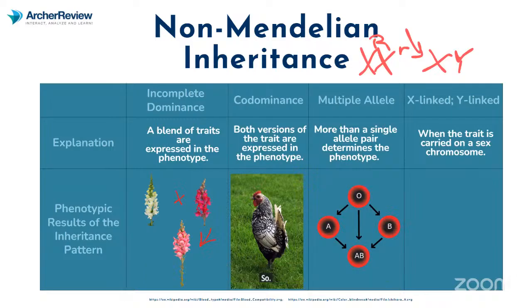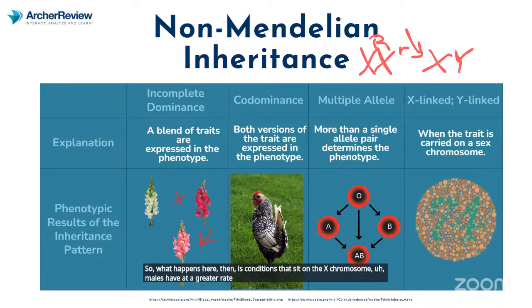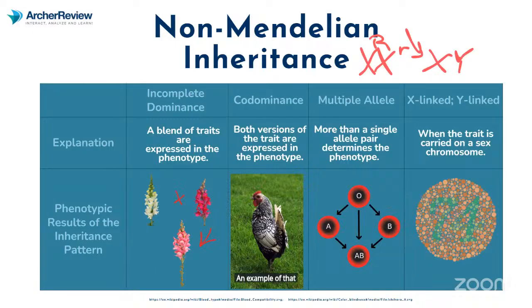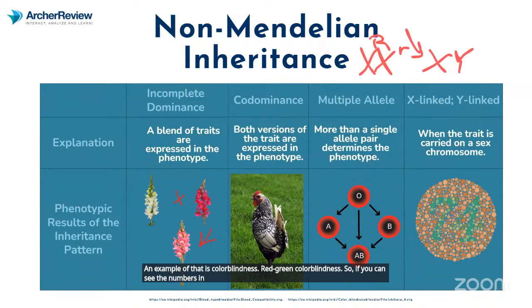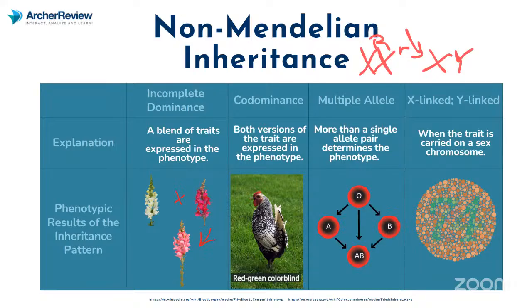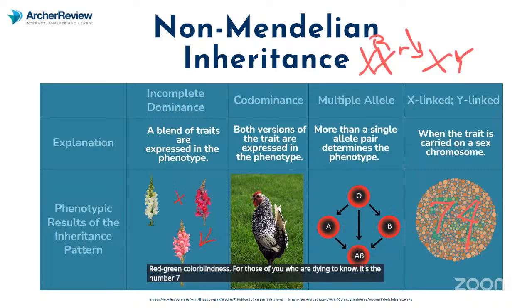So what happens here then is conditions that sit on the X chromosome, males have at a greater rate than females have. An example of that is color blindness, red-green color blindness. So if you can see the numbers in there, you're not red-green color blind. But if you're male and you can't see that in there, it's not a surprise because you have a greater chance to get red-green color blindness. For those of you who are dying to know, it's the number 74 that's in there. Okay.